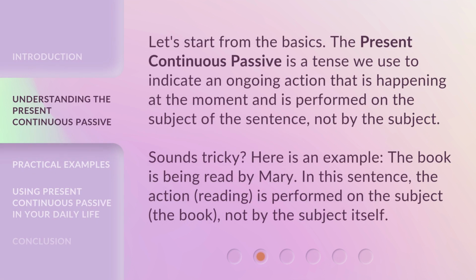Let's start from the basics. The present continuous passive is a tense we use to indicate an ongoing action that is happening at the moment and is performed on the subject of the sentence, not by the subject. Sounds tricky? Here is an example.